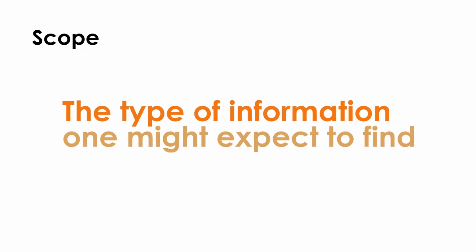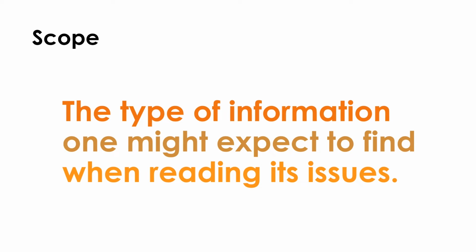Now that you know the journal meets your criteria, you need to find out if your article meets the journal's scope. The scope is the type of information one might expect to find when reading its issues. These statements provide authors with a good understanding of the types of manuscripts the journal is looking to accept.